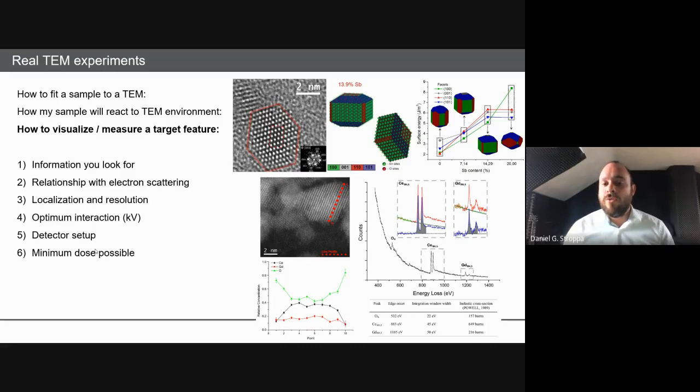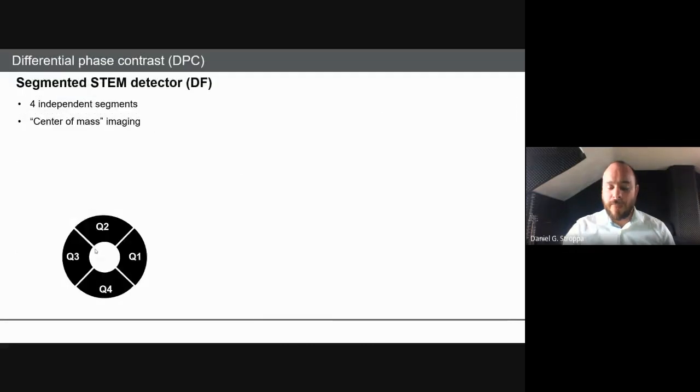So the idea here is that there is a traditional technique called DPC that uses a segment detector to locate where the electrons are landing. So when you're in STEM mode, you can capture electrons that are deflecting more or less. And traditionally, this was used with magnetic materials.